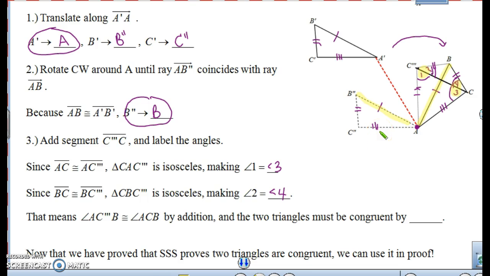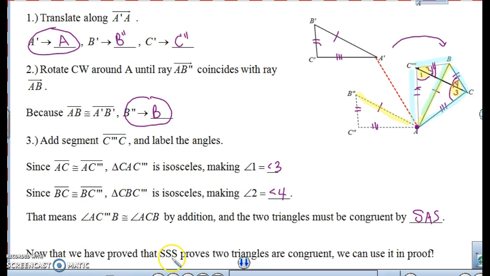So that makes triangle ACB here congruent to triangle AC triple prime B right there. Those two triangles are congruent by side, angle, side. So that proves that if you have side, side, side and use side, angle, side, those two triangles are congruent. So we have just proved that triangles can be congruent by side, side, side.